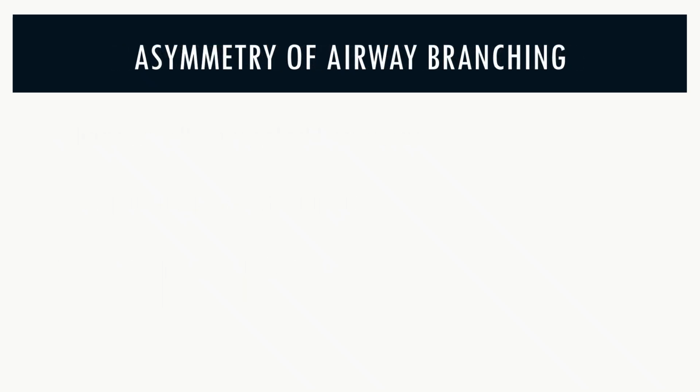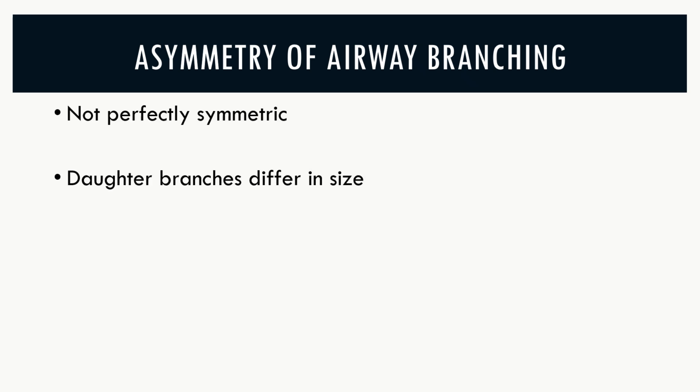Asymmetry of airway branching. Although the airway tree appears regular, branching is not perfectly symmetric. Daughter branches often differ in length and diameter, and this asymmetry is more pronounced in animal lungs than in humans.